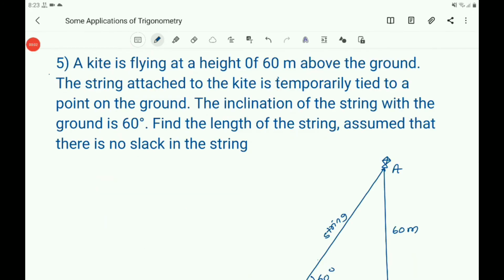Now the fifth question. A kite is flying at a height of 6 meter above the ground. The string attached to the kite is temporarily tied to a point on the ground. The inclination of the string with the ground is 60 degree. Find the length of the string, assuming that there is no slack in the string.